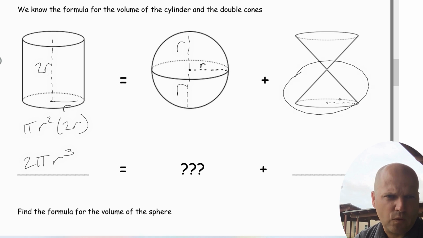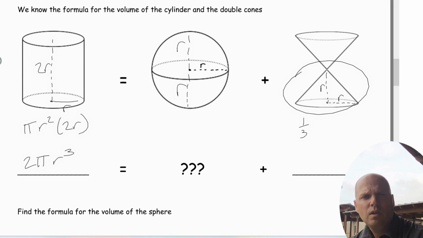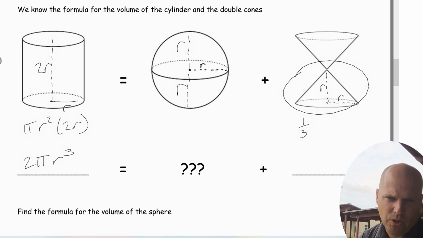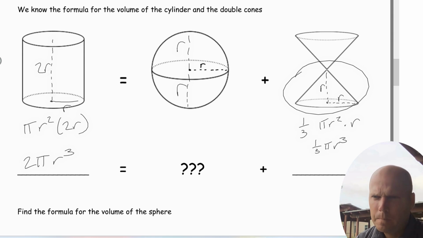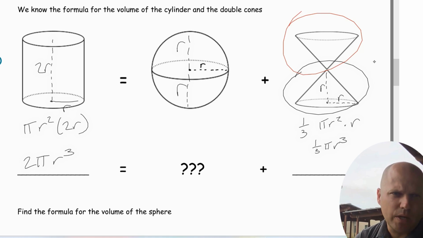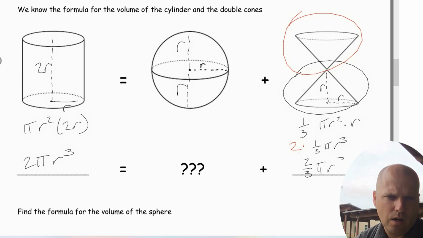Well, do you remember the formula for the volume of a cone? Well, it's 1/3 the area of the base times height. So write that down. 1/3 the area of the base times the height. So that's 1/3 pi r cubed. But I have 2 cones, so I need 2 of these. So I have 2/3 pi r cubed.